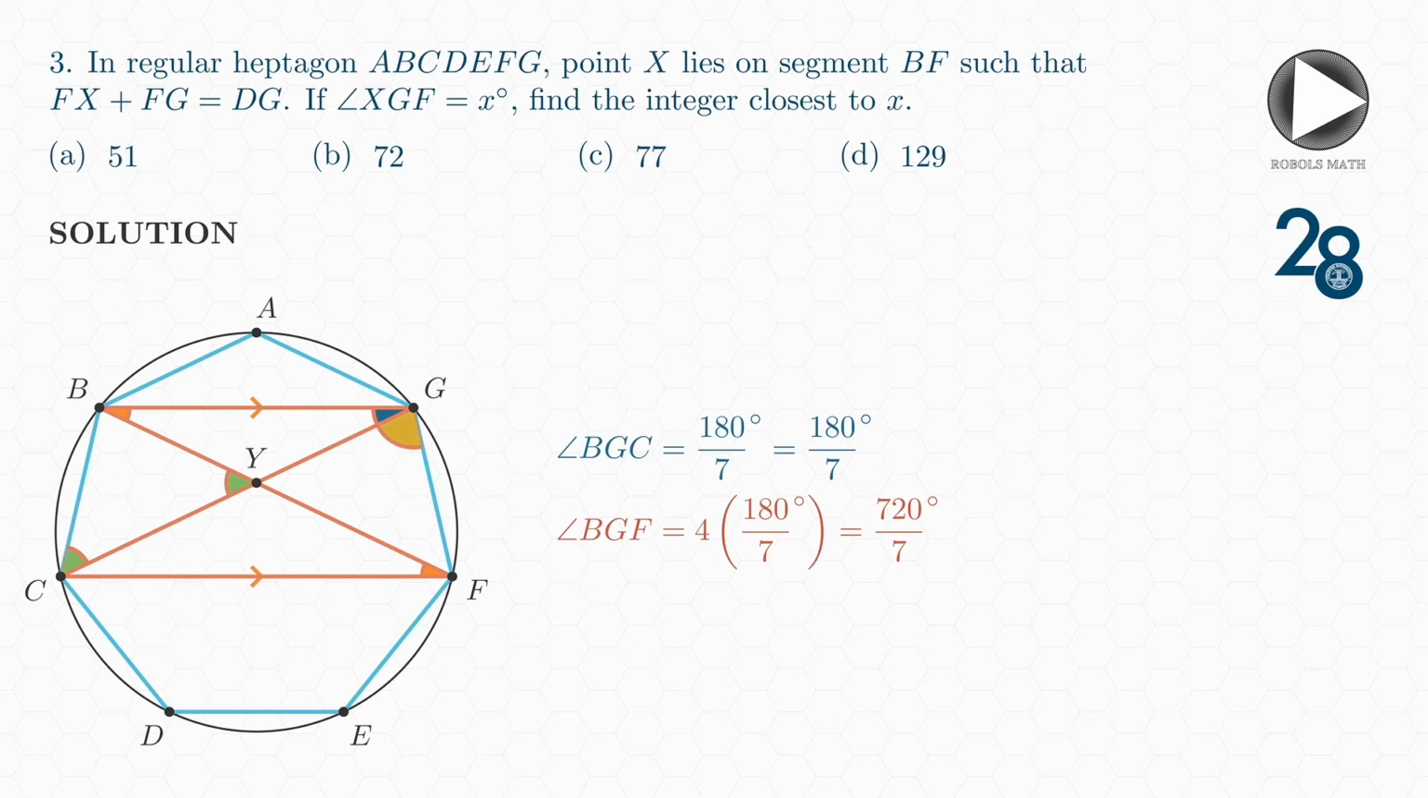So next, we're looking for this angle, this yellow golden angle here. We call this XGF, and its measure must be equal to the difference of BGF and BGC, right? So it's 720 degrees over 7 minus 180 degrees over 7, which is equal to 540 over 7, right? This is the angle addition postulate. BGC plus XGF must be equal to BGF, right?